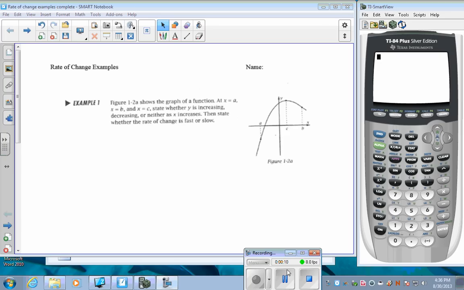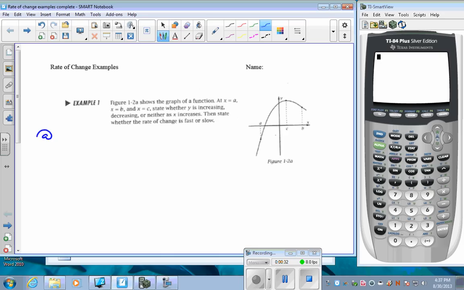For example 1, we have a diagram, figure 1.2a, and there's a function and there are 3 points labeled at x is a, b, and c. We just need to determine whether this function is increasing, decreasing, or neither at each of those points. So let's go ahead and start at x is equal to a.